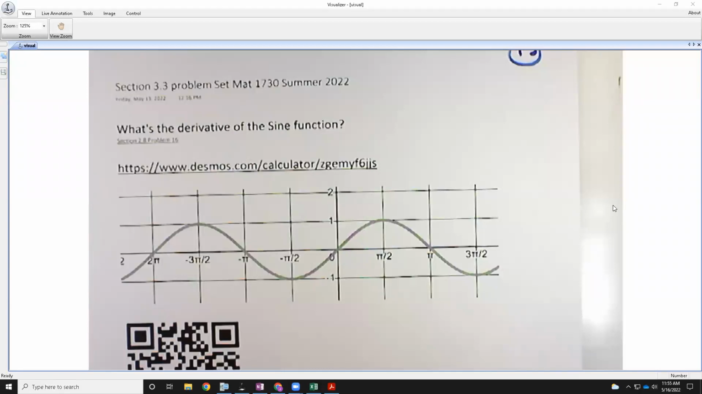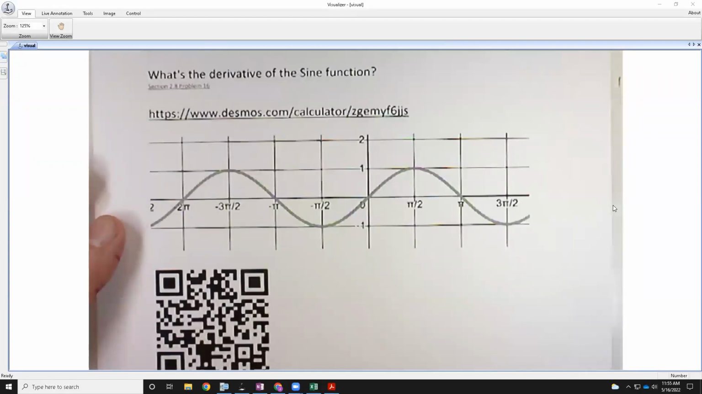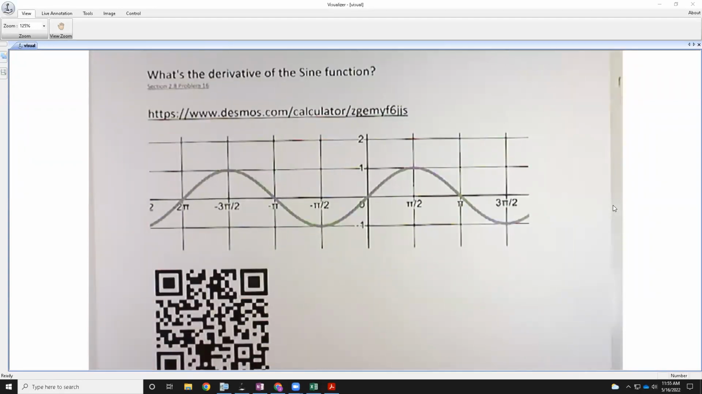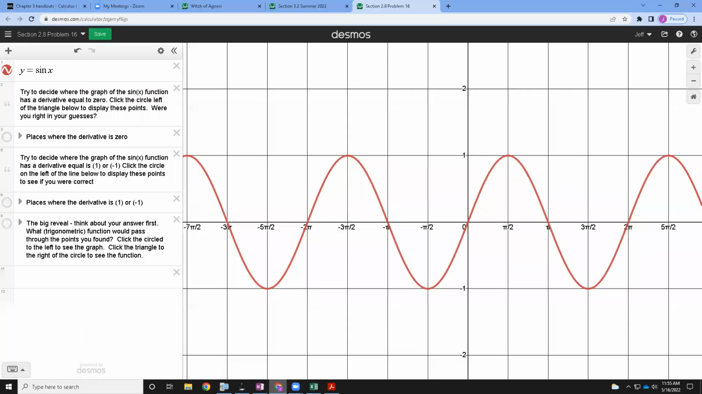Okay, so we're going to work with the derivatives of the trig functions in this section. And I invite you to use the QR code or the links on the PDF if you're on WebAssign or if you're on D2L to access this web page. And we're going to start with trying to find the derivative of the sine function.